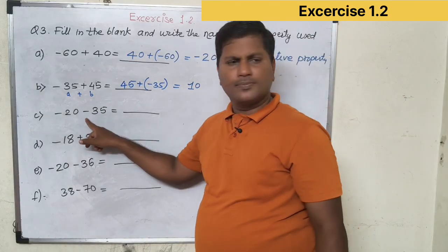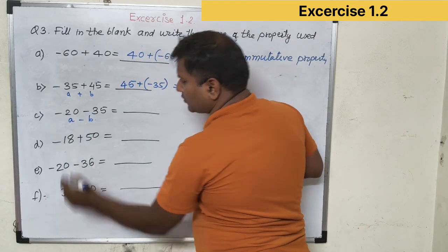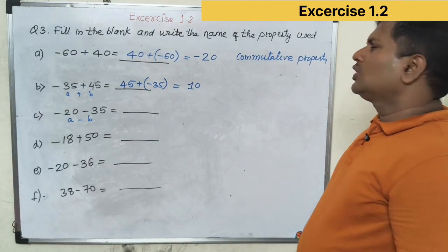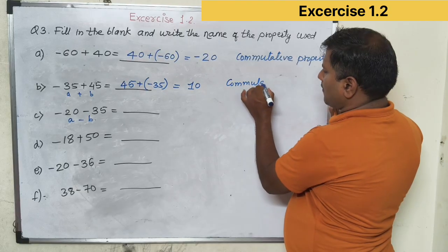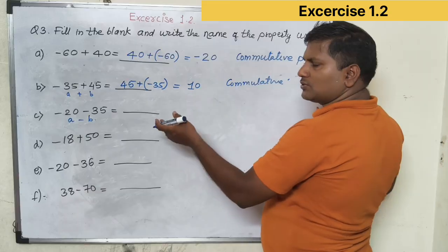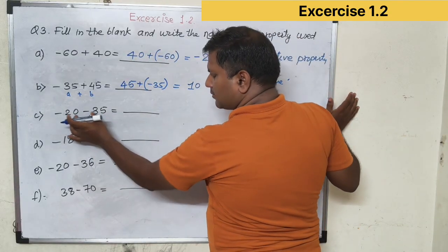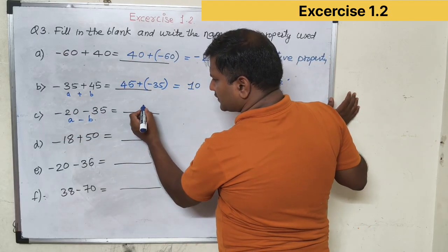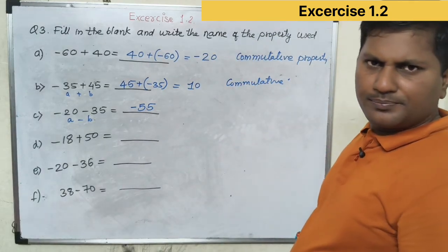Then the middle sign is subtraction, so this is A minus B. Is it following the commutative property? No, it is not following the commutative property. A minus B is not equal to B minus A, so this is not following any property, just simply write its value. Minus 30 minus 20 minus 35, simply they are going to add. So here it is 55, and this sign will be minus.